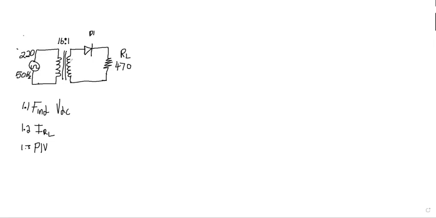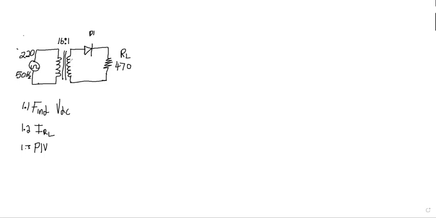A filtered half wave is when there is a capacitor on the second. When there's no capacitor, it's called a rectified half wave. When there's a capacitor, it's a filtered half wave rectifier. So now it's just a rectifier half wave, because there's no capacitor on our secondary.